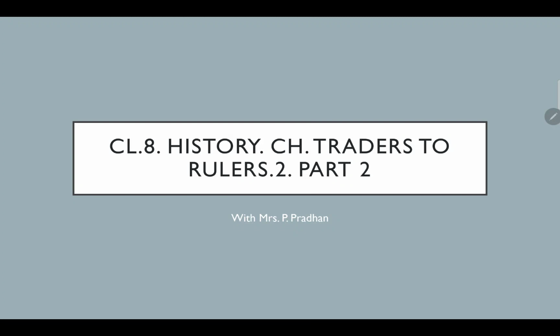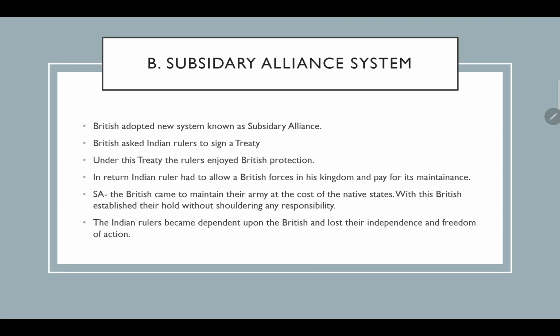This chapter is quite short, and the whole narrative is about how the Britishers ultimately became a power holder in India. So this is just a simple topic, and let's understand further. The subsidiary alliance system is on page number 36. Let's begin. What is the subsidiary alliance system?